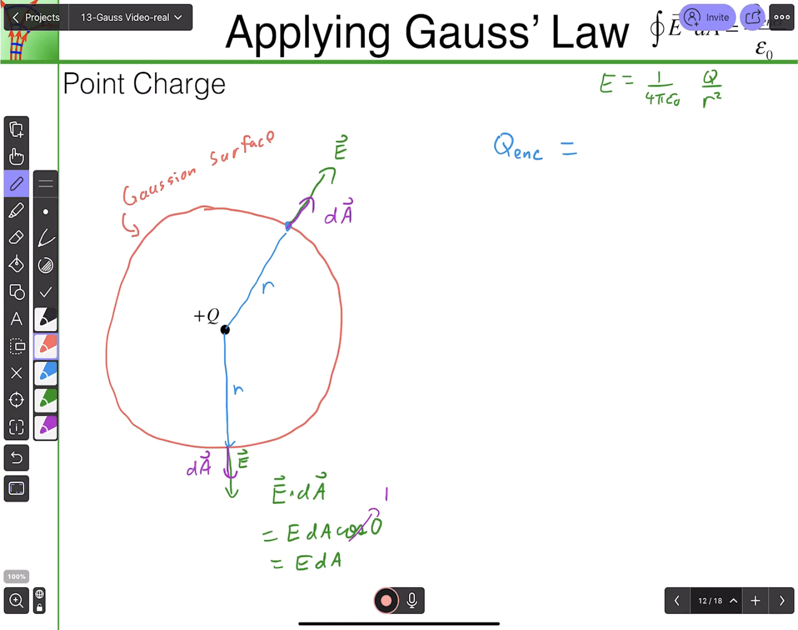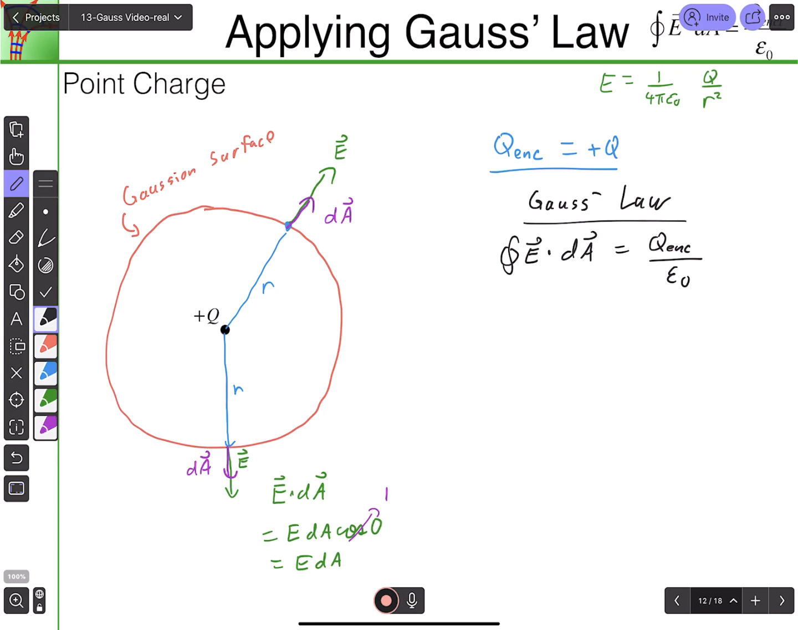All the charge is inside the Gaussian surface, so the Q enclosed is just plus Q. So now we have everything we need. We can apply Gauss's law and get our result. First thing you should do is always write down Gauss's law. It's the integral of E dot dA is equal to Q enclosed over epsilon naught. And I'm going to replace that E dot dA with what we figured out. It's the integral of E times dA, because that cosine of 0 becomes 1. And the enclosed charge is just Q.